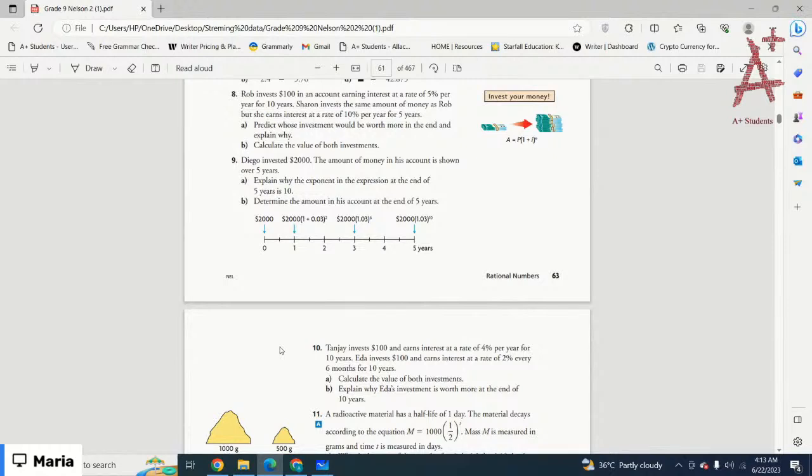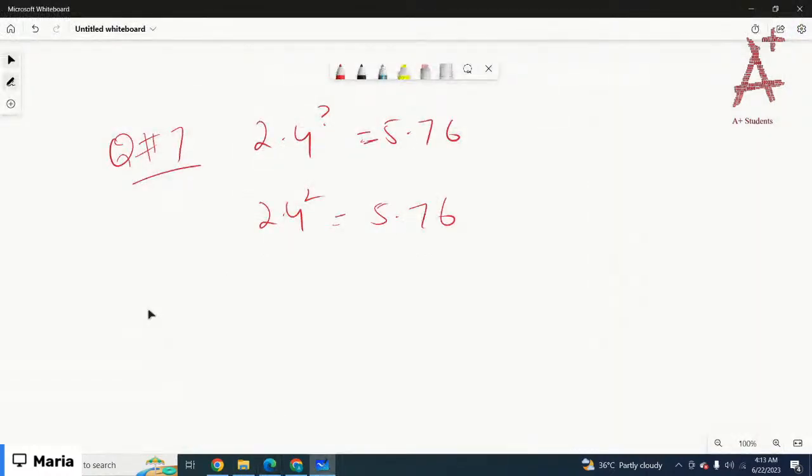Got it? Okay, for the B part, to calculate the value of both investments, you have to use the formula, that is A equals P times 1 plus i to the power n.